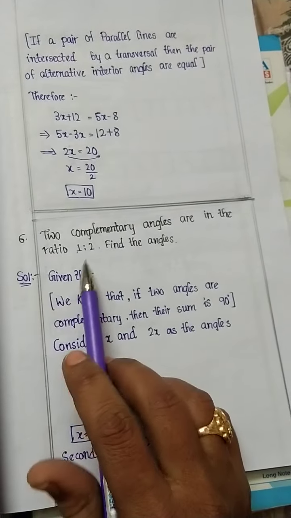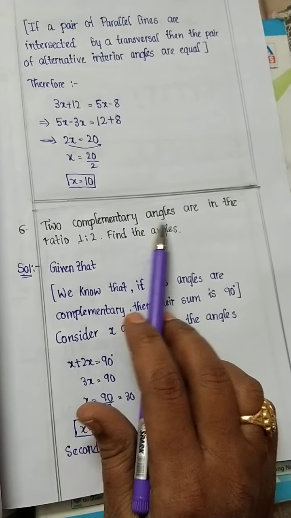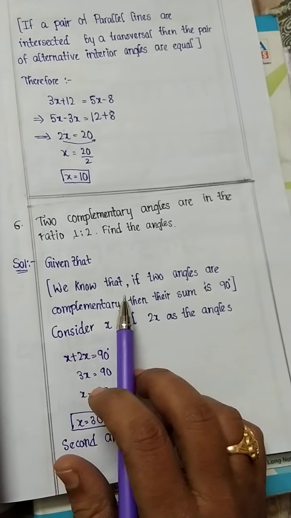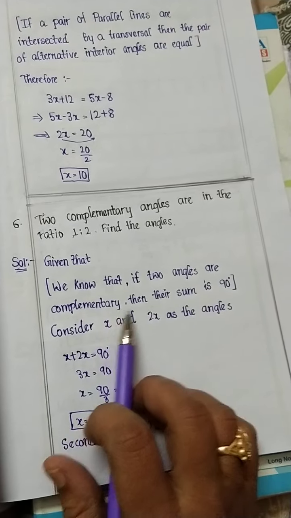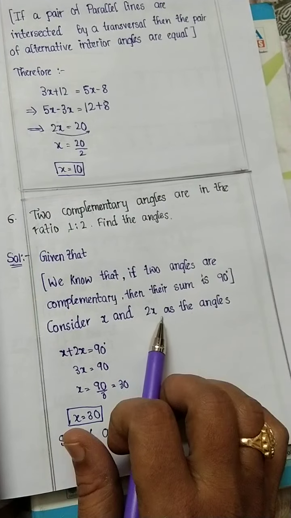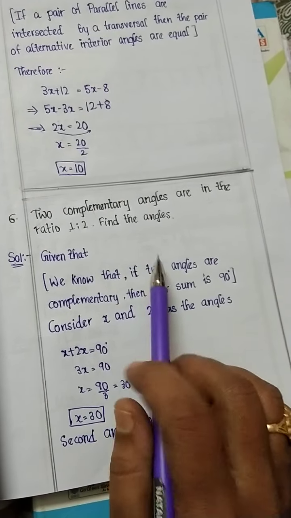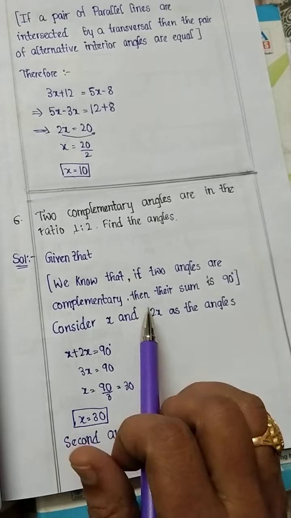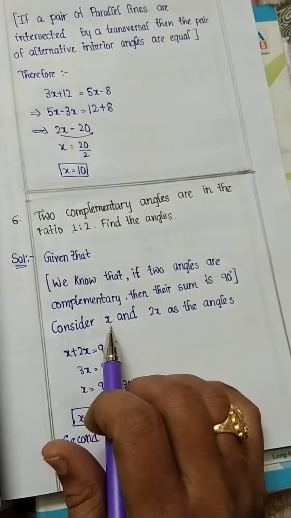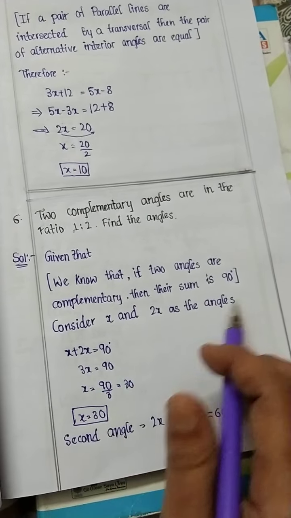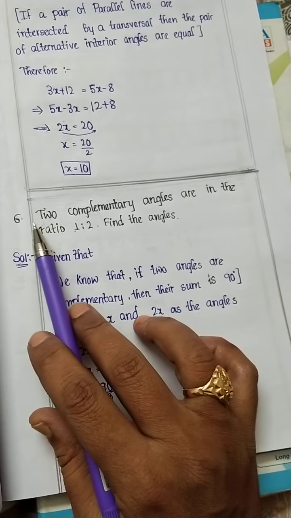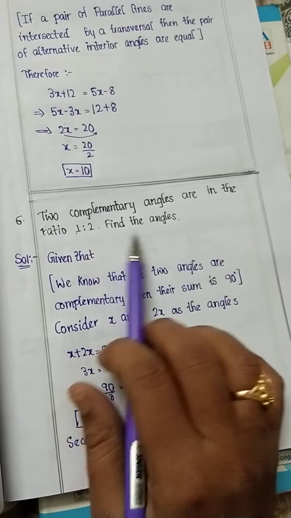Okay. Next, sixth question. Two complementary angles are in the ratio 1:2. Find the angles. So we know that if two angles are complementary, then their sum is 90 degrees. Consider x and 2x as the angles. That ratio, if you remove the ratio symbol, you can multiply with one variable: 1 into x is x, 2 into x is 2x. Now here they mentioned the angles are in the ratio, find the angles.